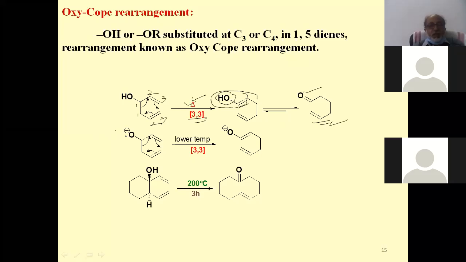Suppose it is O minus, this becomes a faster reaction. So it takes place at a lower temperature and we get this O minus. But once we hydrolyze it with acid, this becomes OH, and again we get the same product. So here we have another example of this nature. This is going to be the product that we have here. So this is your Oxy-Cope rearrangement.